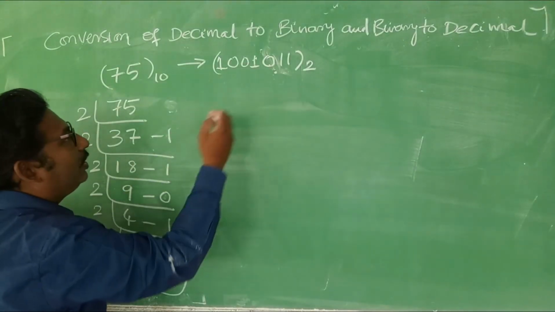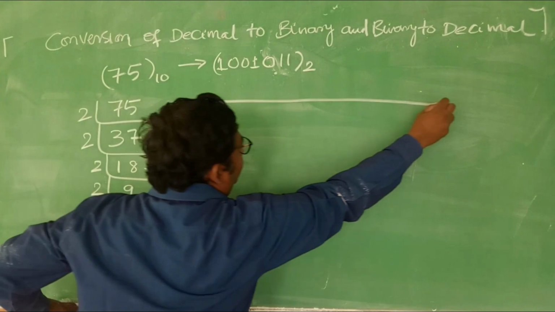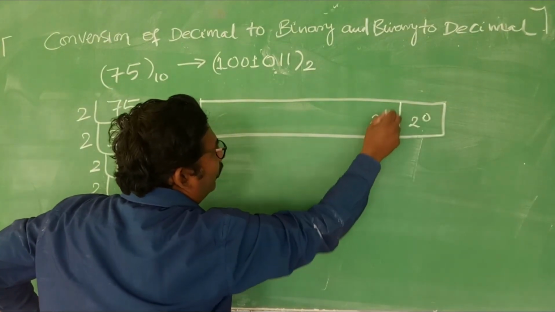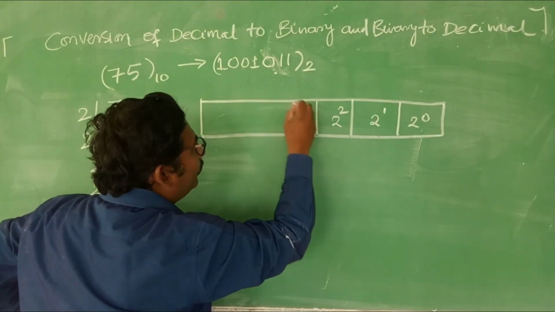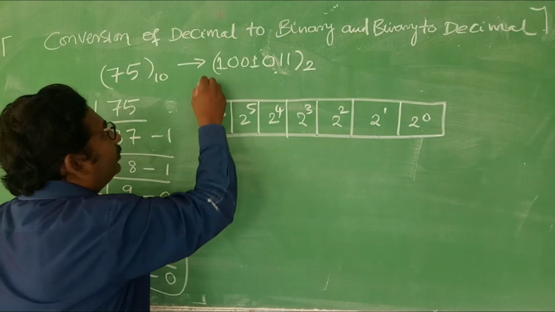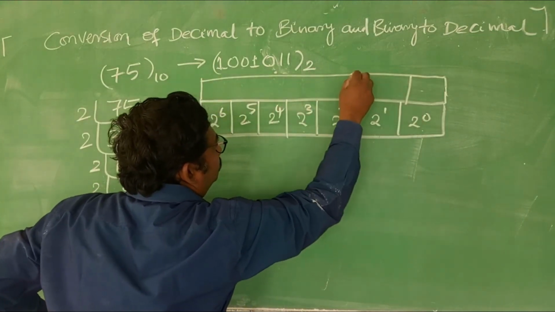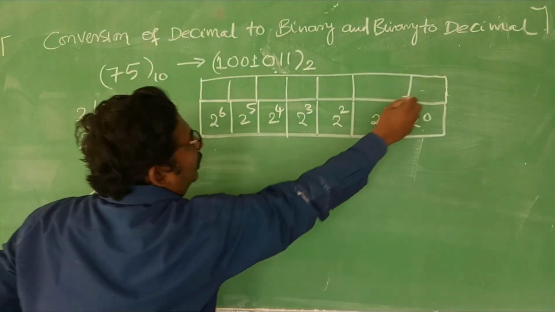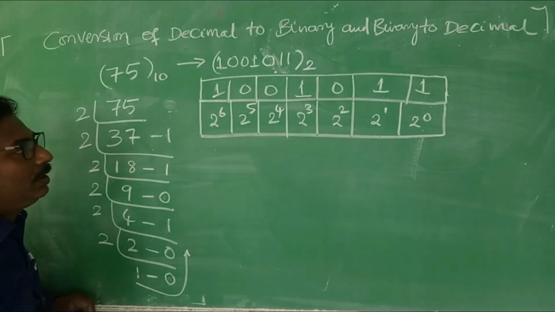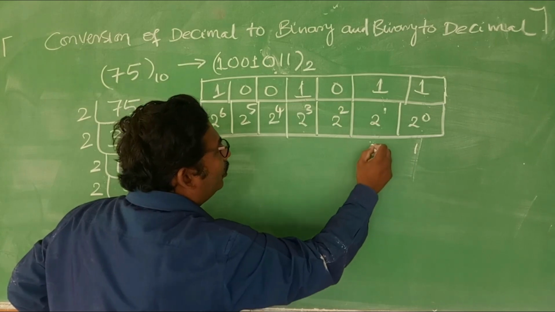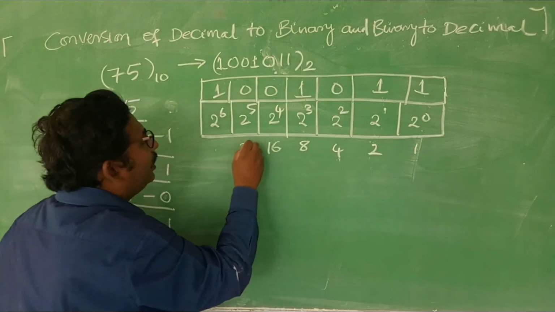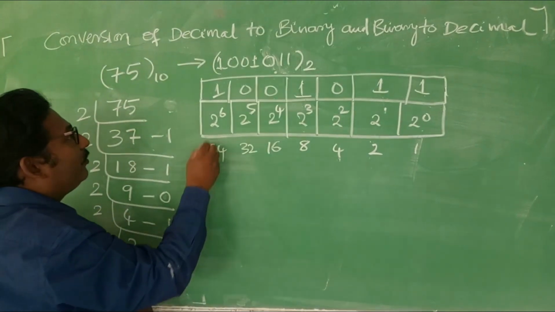Next, this should be converted back to decimal. For the conversion, number the positions 1 to 7, with powers 2 to the power of 0, 2 to the power of 1, 2 square, 2 cube, 2 to the power of 4, 2 to the power of 5, 2 to the power of 6. 2 to the power of 0 is 1, 2 to the power of 1 is 2, then 4, 8, 16, 32, 64. Now we have to multiply with these.